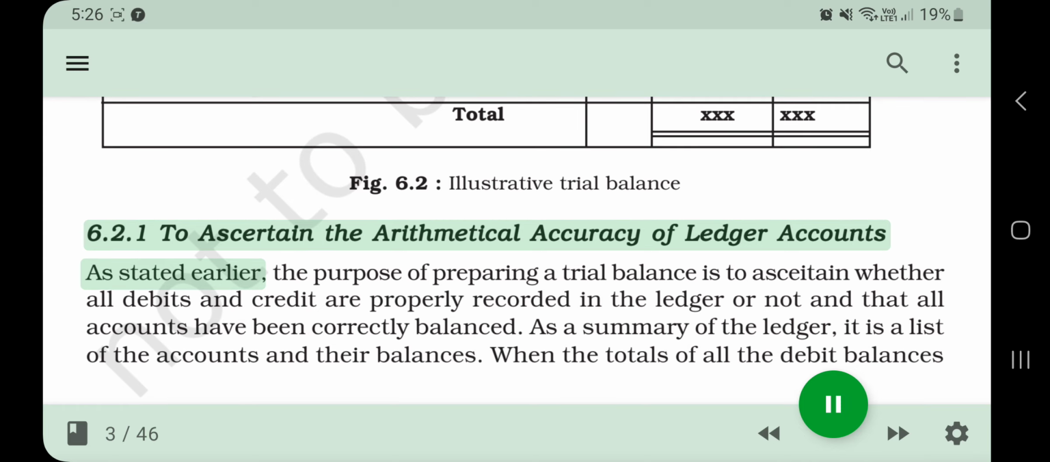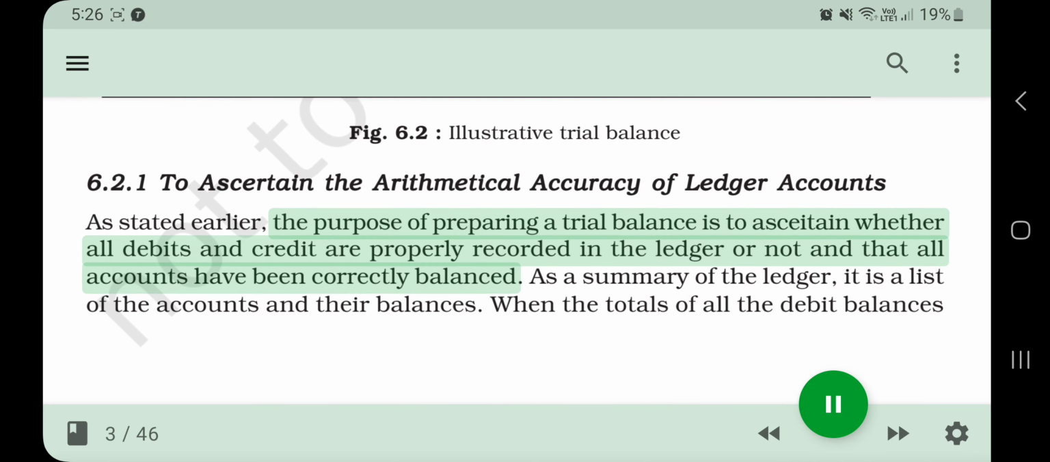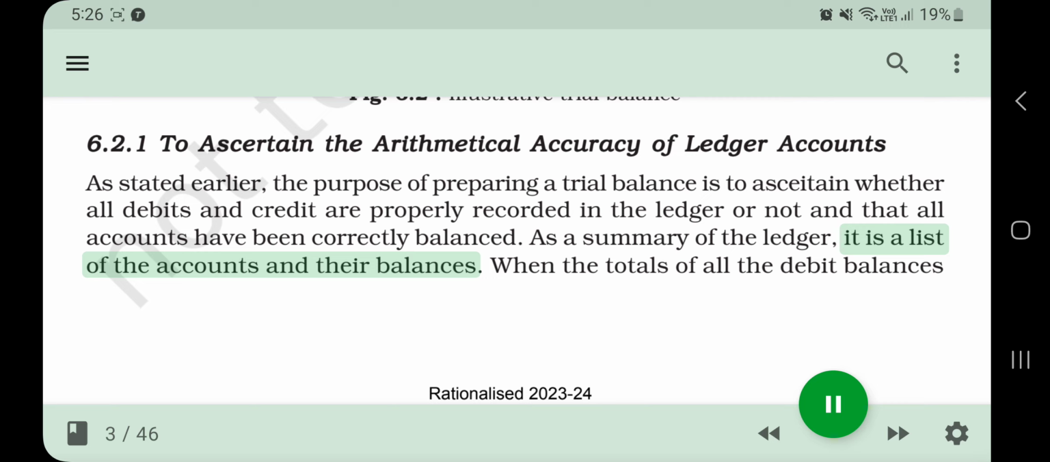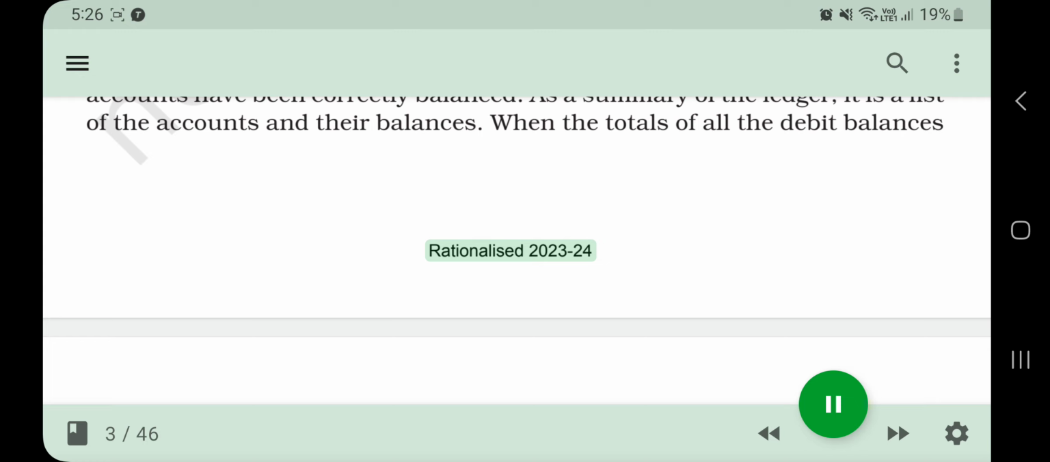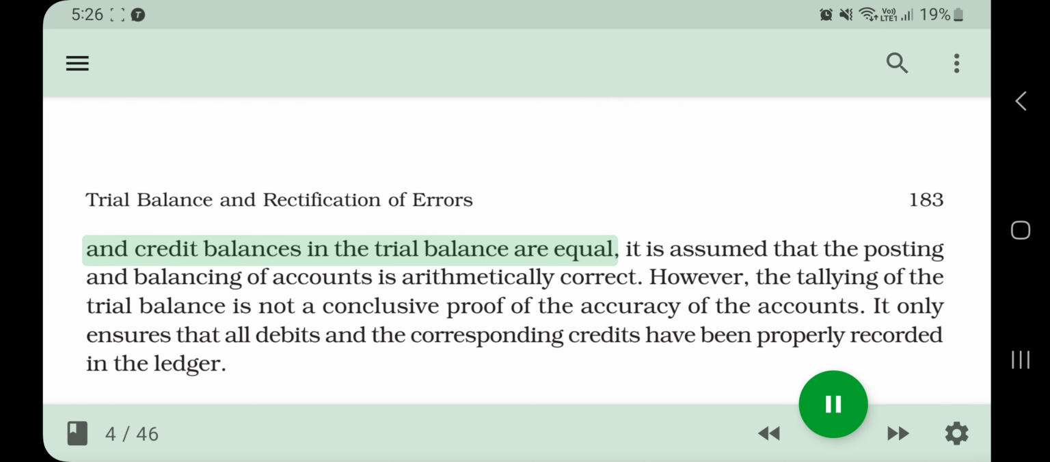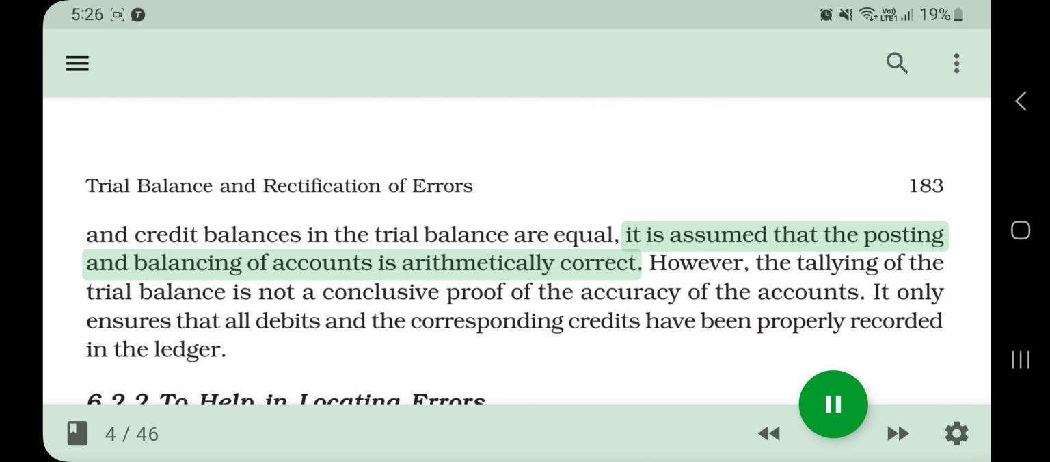6.2.1 To ascertain the arithmetical accuracy of ledger accounts. As stated earlier, the purpose of preparing a trial balance is to ascertain whether all debits and credits are properly recorded in the ledger or not and that all accounts have been correctly balanced. As a summary of the ledger, it is a list of the accounts and their balances. When the totals of all the debit balances and credit balances in the trial balance are equal, it is assumed that the posting and balancing of accounts is arithmetically correct.